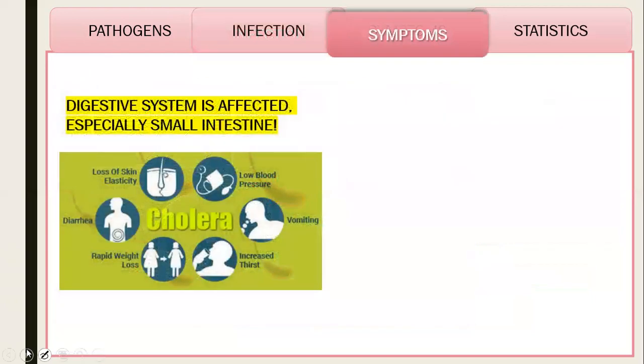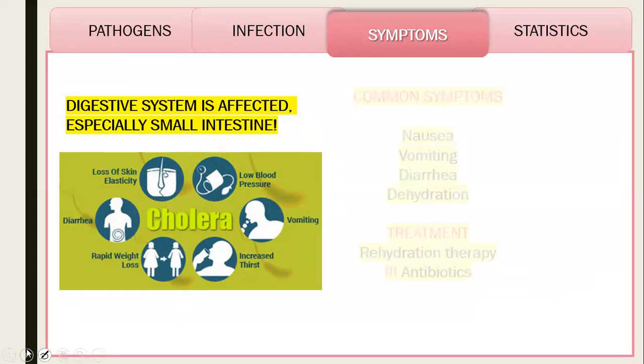Let us talk about the symptoms. Because bacteria pass into the human body with the food, generally this illness affects our digestive organs, especially the small intestine. When this bacteria enter our small intestine, they start to produce poison. Of course, symptoms don't appear immediately, but within 5 hours, 6 hours, or 12 hours, the symptoms start to appear. What are the common symptoms?